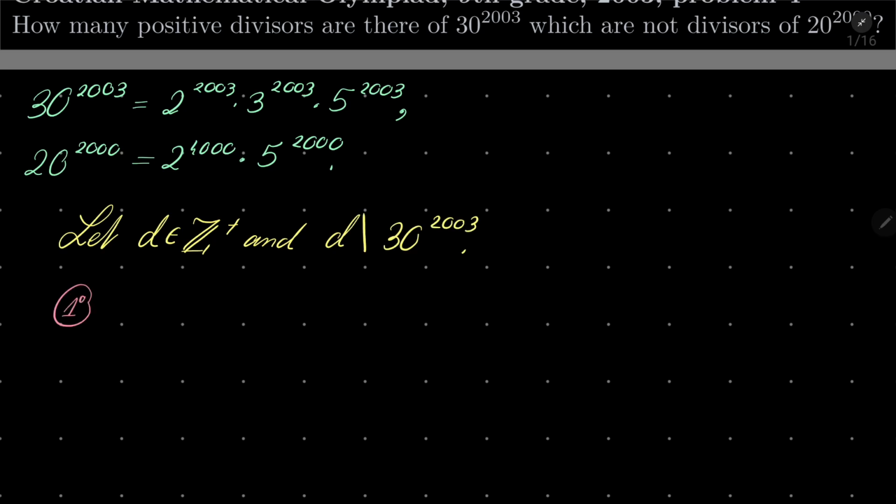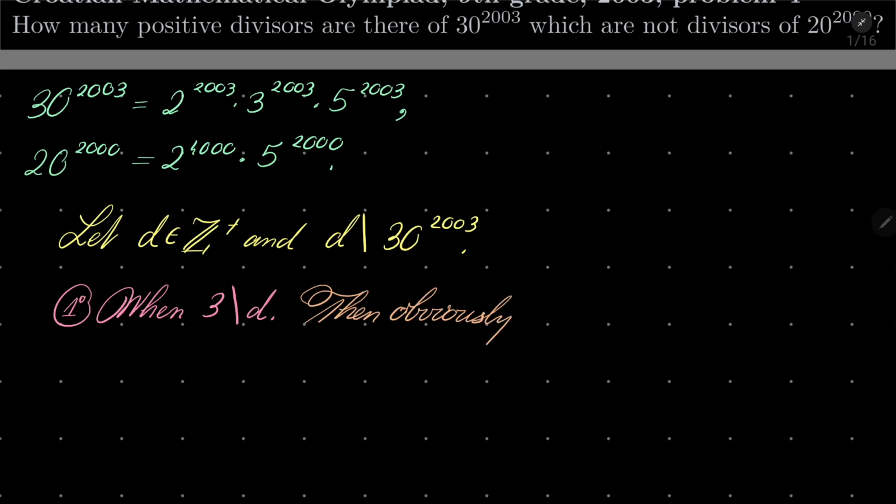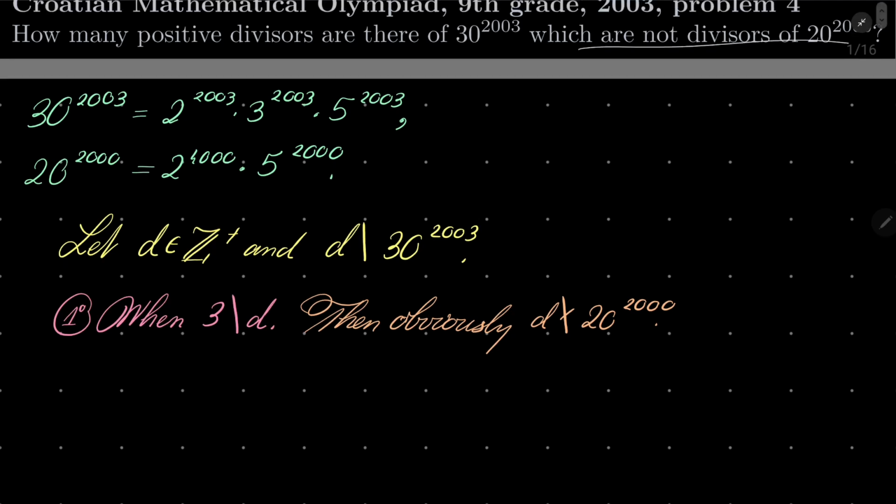First possibility is easier. First case, when 3 divides D. Notice that then obviously D is not a divisor of 20 to the power 2000, because that number has no 3 in its prime factorization. So we are just counting now, and our second condition is automatically satisfied. So now we are counting how many divisors of this number are divisible by 3.